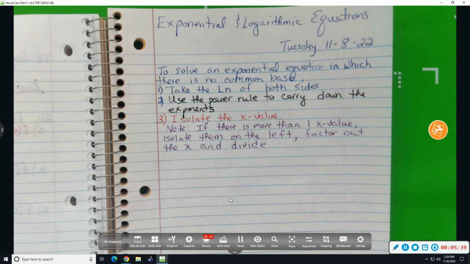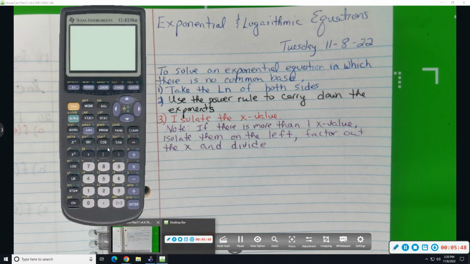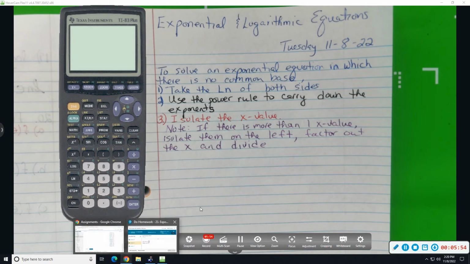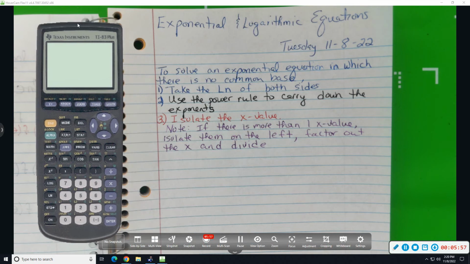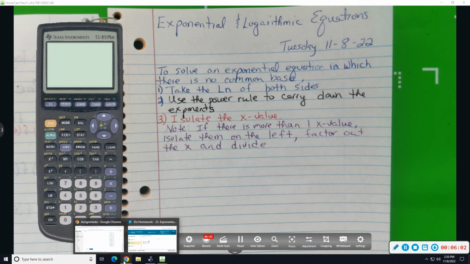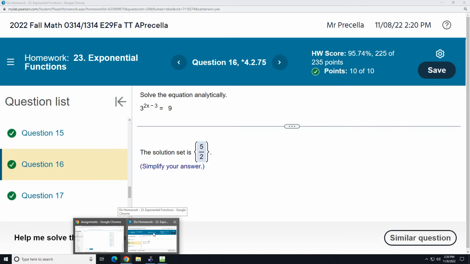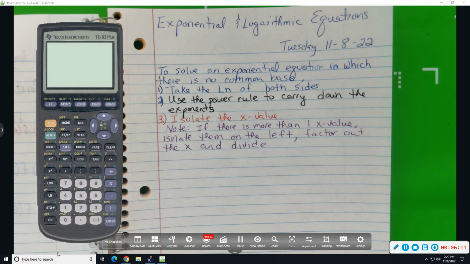Okay? We're going to be using that key ln. I think we used it on our calculator the last time. It is right there. Okay? But let me give y'all a chance of writing that down. So we're going to take the natural logarithm of both sides, carry down the exponents, and then you're going to have to isolate the x.